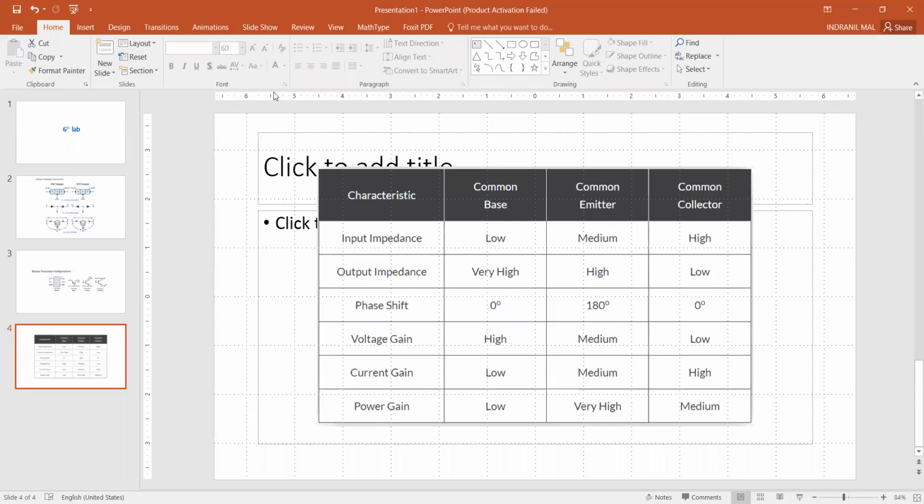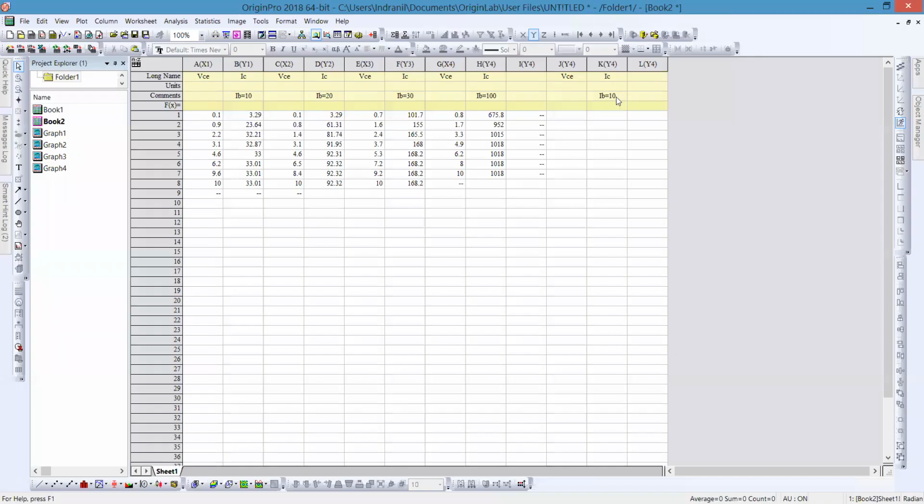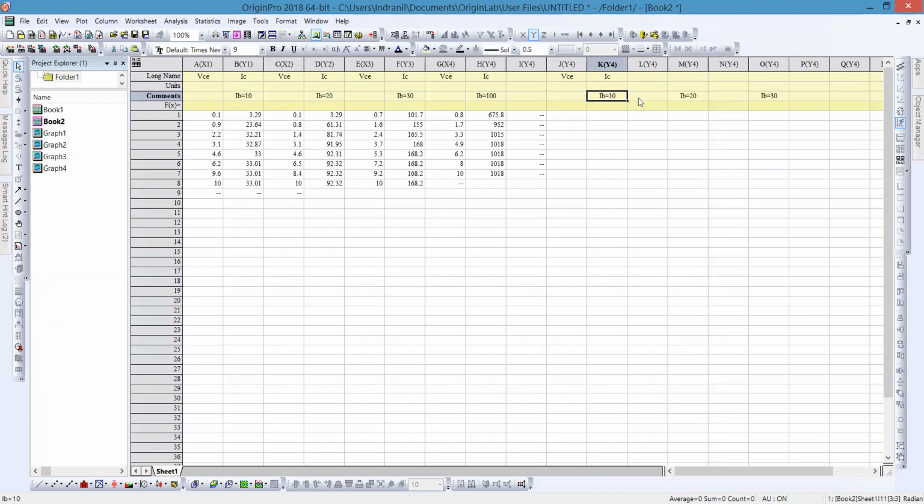Sir, all IC values are in milli. Yeah, IB values are in micro, and IC values are in milli, right? Yes. So this is in milliamps and this is in volts. VC value is in volts, right?